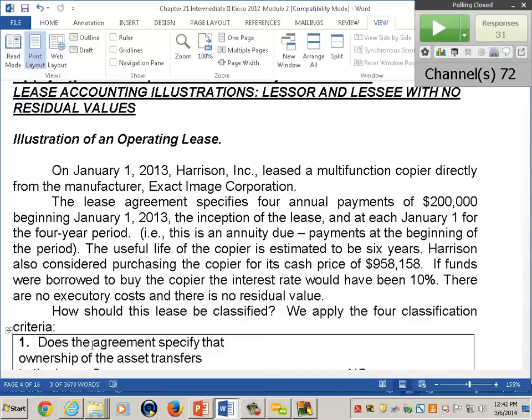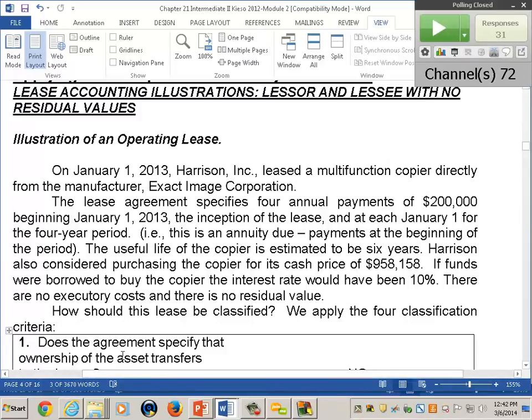I didn't say anything about the revenue recognition conditions. By the way, if nothing is said about the revenue recognition conditions on a homework problem or on an exam, you assume that they're met. I'll only tell you when they're not met, but if there's nothing there, you don't have to worry about it. And also, if in the narrative there's nothing on the transfer of ownership or bargain purchase option, you assume it's not there.